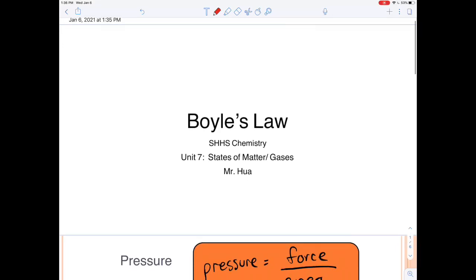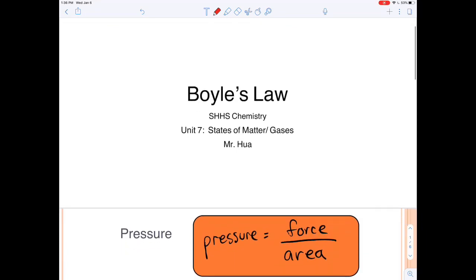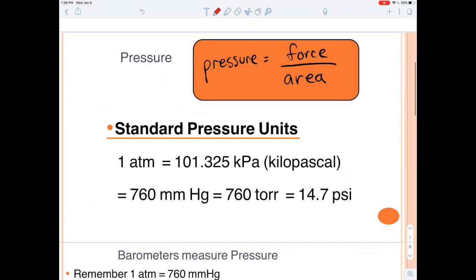Hi everyone, today we are going to talk about Boyle's law. Okay, this is the first of many gas laws that we'll learn about. So first, a little background on pressure. Remember, pressure is force over area. Our standard pressure unit is going to be 1 atmosphere.